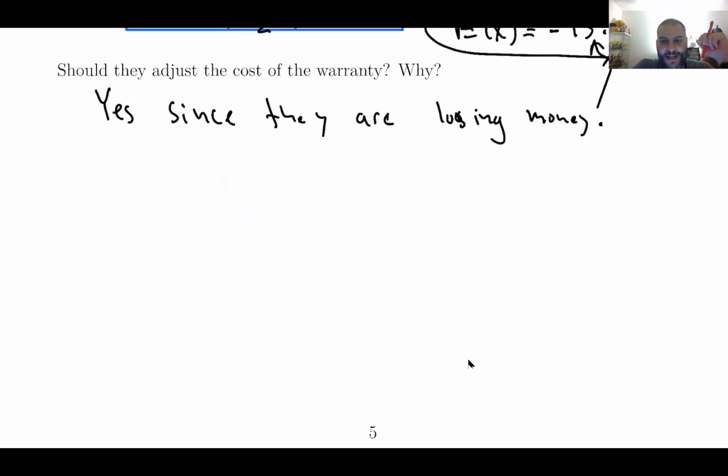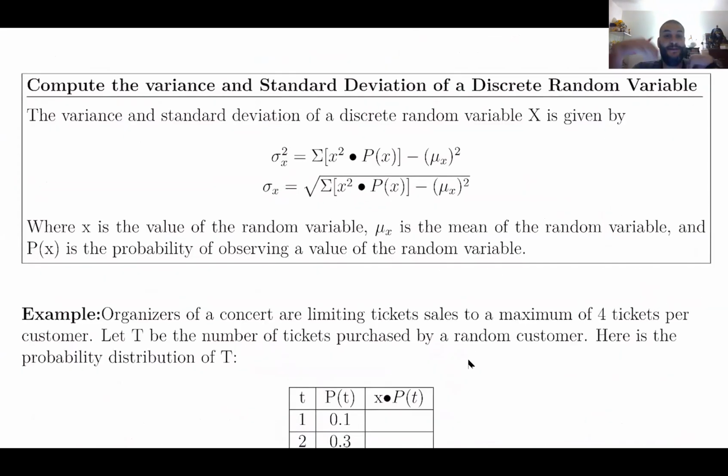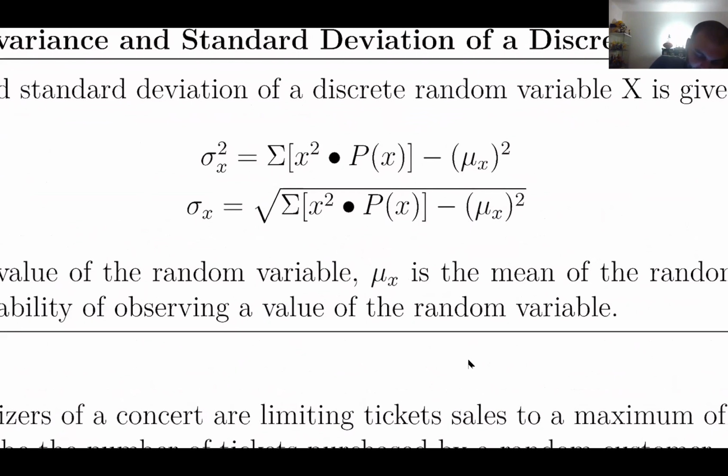All right, let's move on down. The next thing we're going to do is find the variance and standard deviation for a discrete random variable model. So here are the formulas. This is for variance. This one right here is for standard deviation.